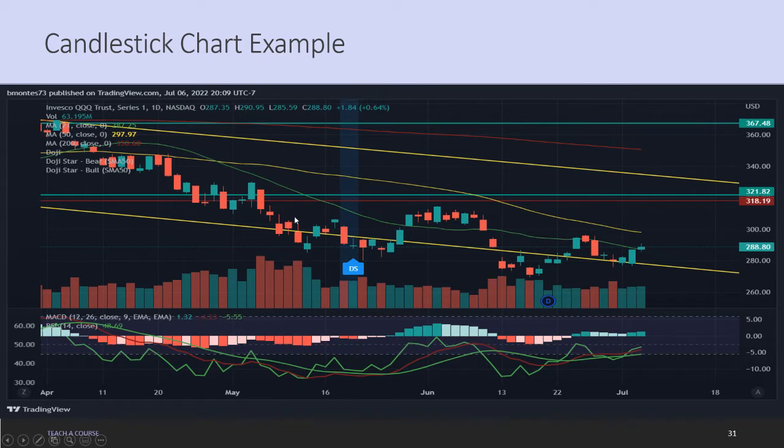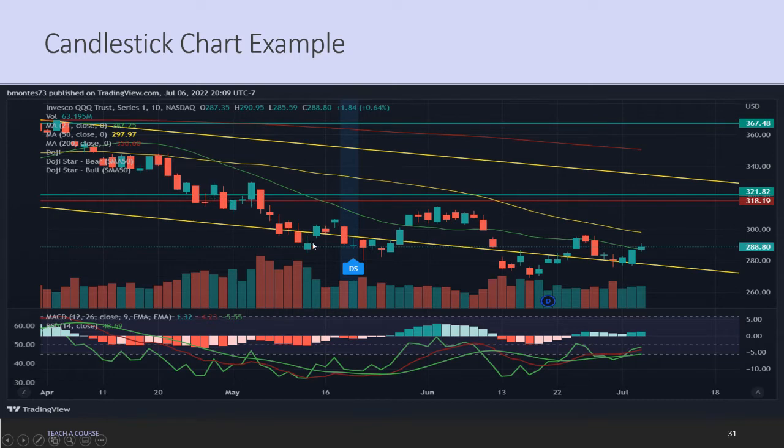But the candlestick charting is just that. It's candlesticks. So green means that the stock closed higher that day. So green means bullish. Red means the stock closed lower that day. So bearish. So green means the stock closed higher that day than it opened. Red means the stock closed lower that day than it opened. So it's bearish. So those are the color codings for candlestick charts.